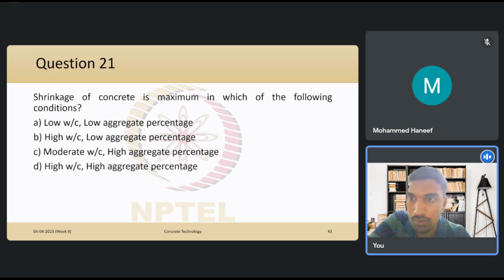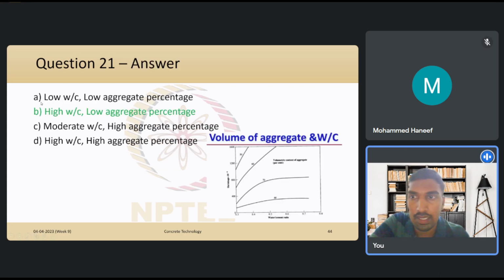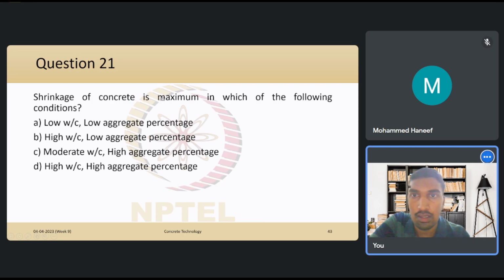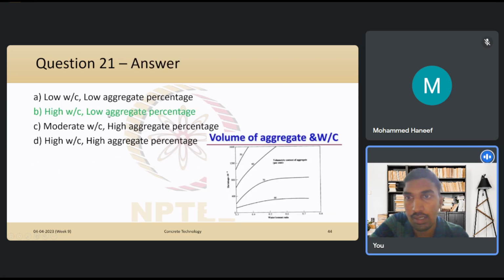Okay, we have one vote for B, high water to cement ratio and low aggregate percentage. So B is correct. Right, here we are talking about maximum amount of shrinkage, right? So it will occur in this particular condition. We looked at the effect of these two factors individually, the effect of water to cement ratio and also the effect of aggregate percentage individually. So here we have to pick out the right combination.